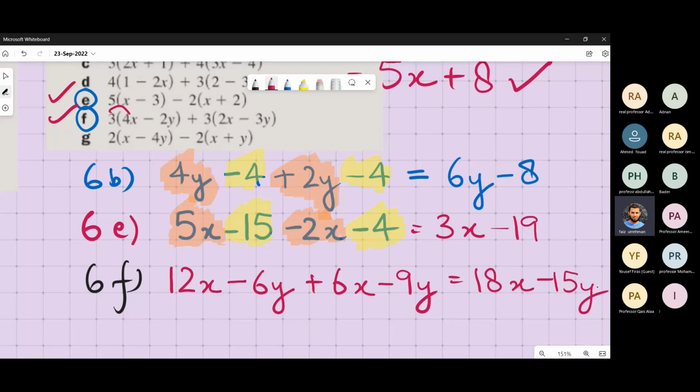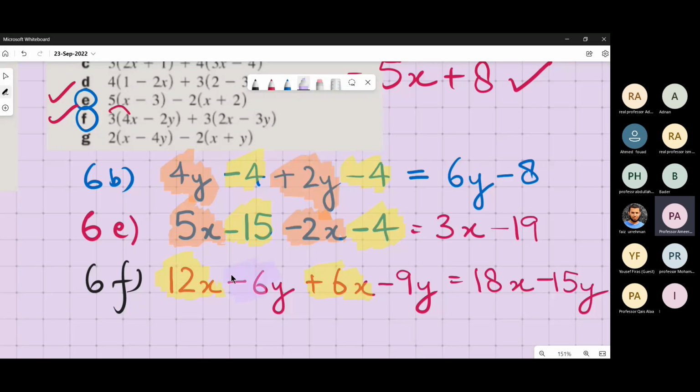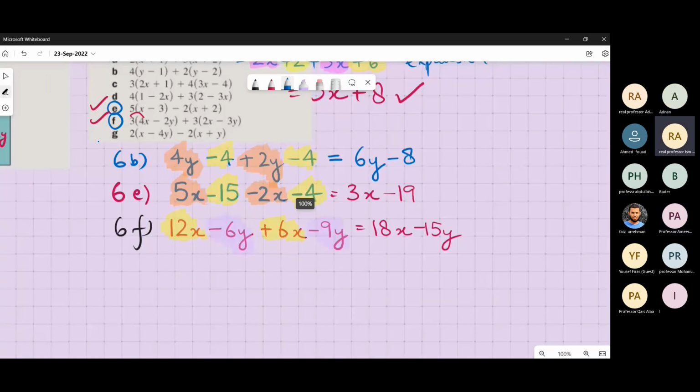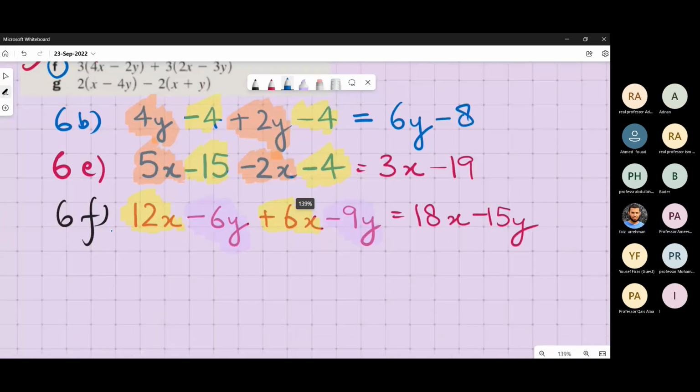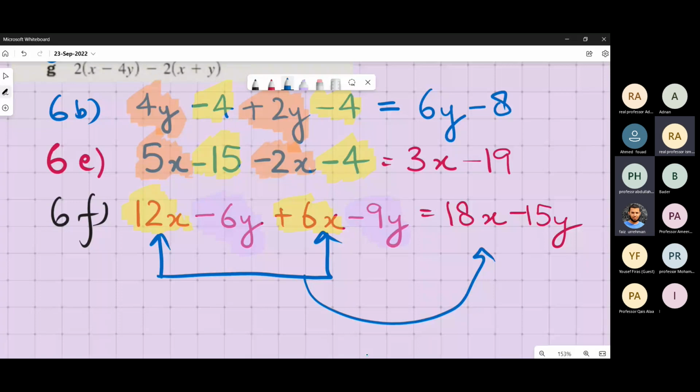I'll explain how we are getting this one. Adnan got both of them correct? Yes, because minus minus, the same sign, so it will be a plus. The operation will be addition. Both of them correct. I will explain. See, 12x and plus 6x, you will get 18x. Very easy, 12 plus 6.